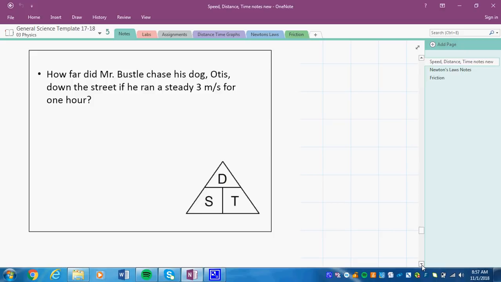Oh, so he ran 10,800 seconds. Well, now it's how far he ran. So now we did that for 1 hour. So he ran down the street, right, for 1 hour. How far did he go? 10,800 meters. We could figure that out for kilometers too. What would we do? We would divide that by 1,000, and he ran 108 kilometers. Crazy, Mr. Bustle.